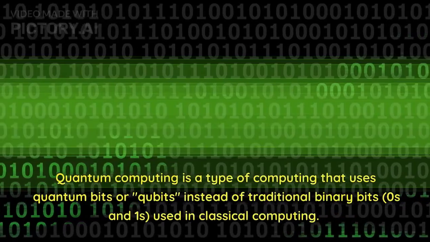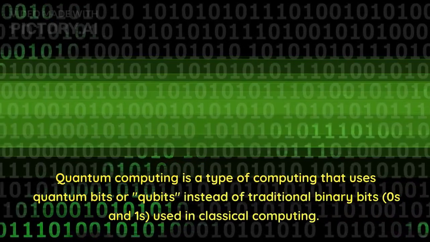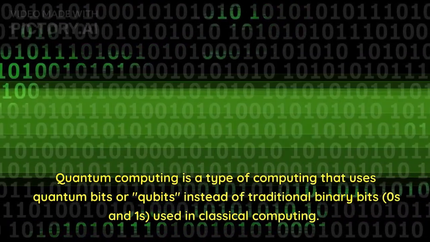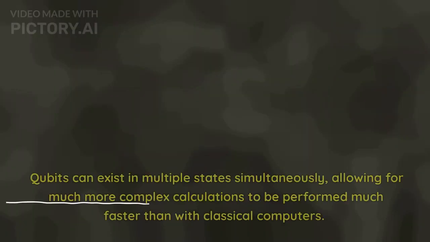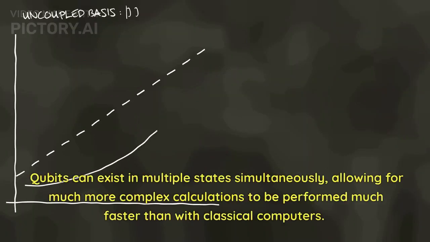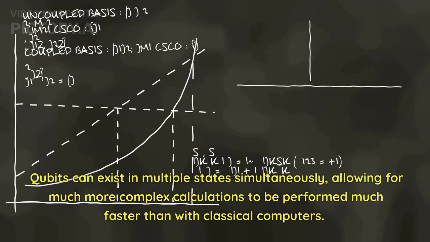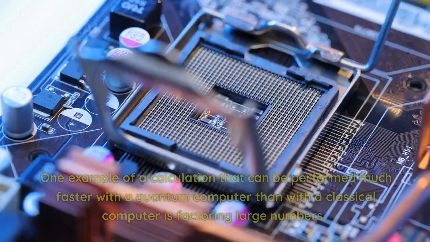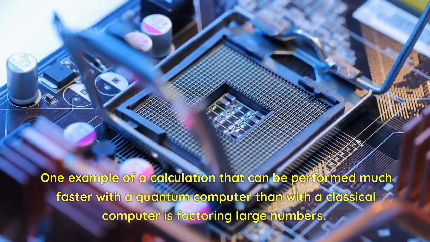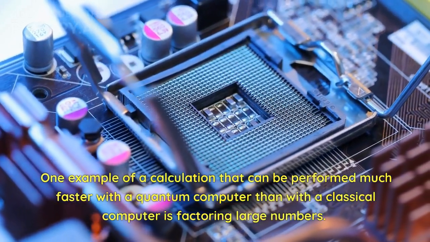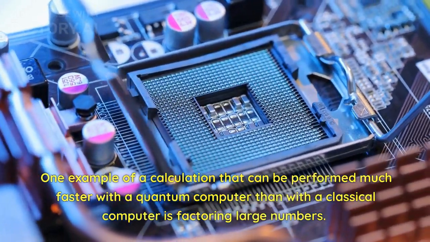Quantum computing is a type of computing that uses quantum bits or qubits instead of traditional binary bits used in classical computing. Qubits can exist in multiple states simultaneously, allowing for much more complex calculations to be performed much faster than with classical computers. One example of a calculation that can be performed much faster with a quantum computer than with a classical computer is factoring large numbers.